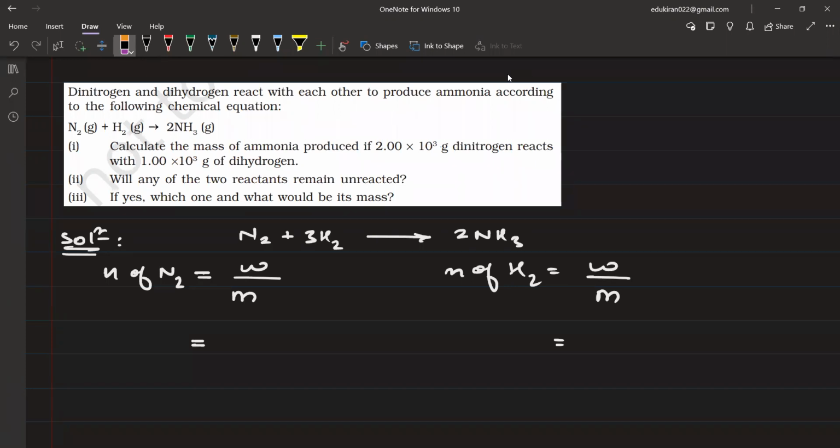Iram, I'm still waiting. You have to send the answer fast. This is a simple division. You have to tell me the number of moles of nitrogen and number of moles of hydrogen. Iram, turn your mic on. Yes, sir. Tell me, what is the given mass of nitrogen? 2000. 2000 what? Unit? 2000 gram.